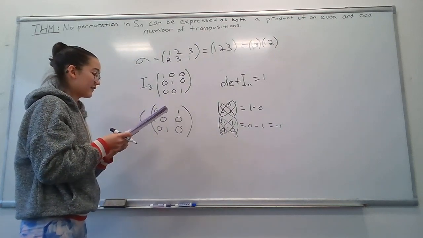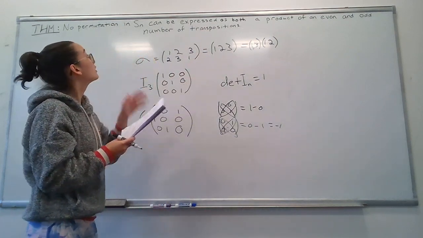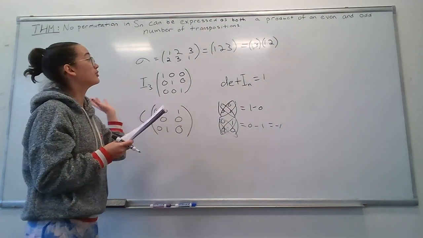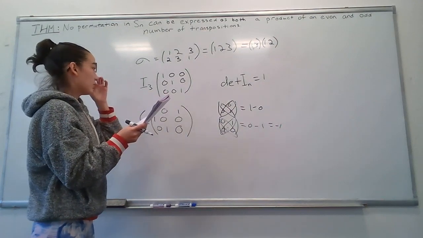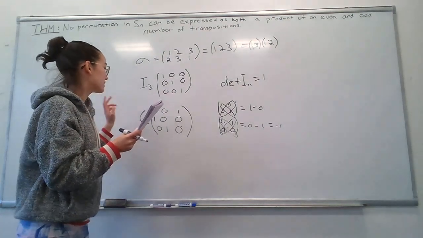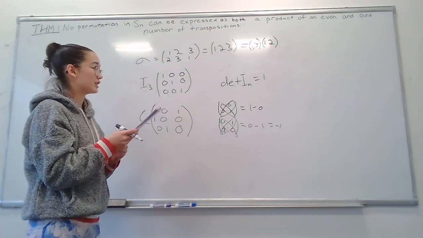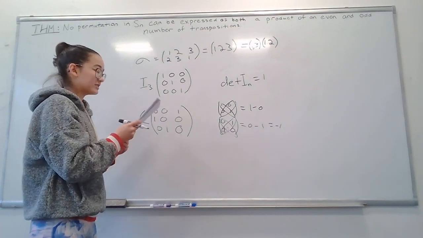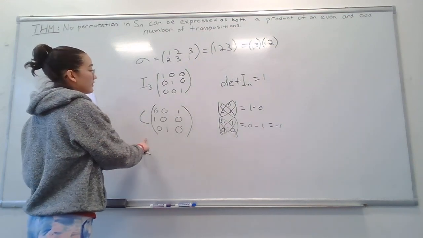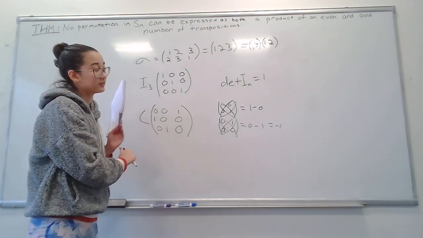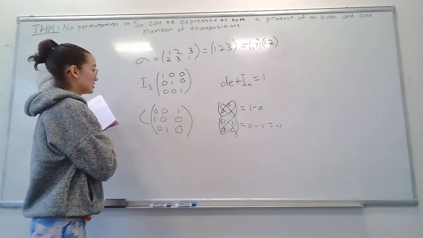So if another transposition were to be added, which would be the case if it could be written as even and odd, adding another transposition would cause a switch in the matrix, which would cause the determinant to change from positive to negative, which is impossible because then the determinant of C would have to be 1 and negative 1, and 1 and negative 1 are not equal, so that is impossible.